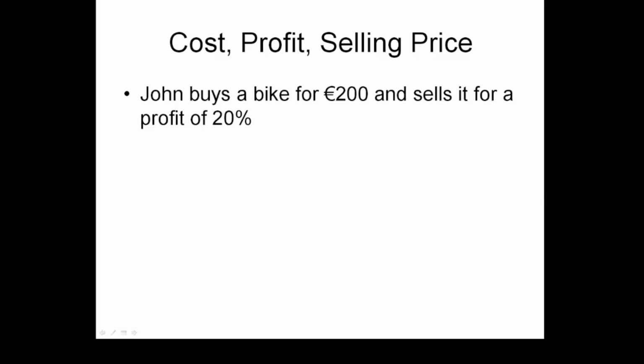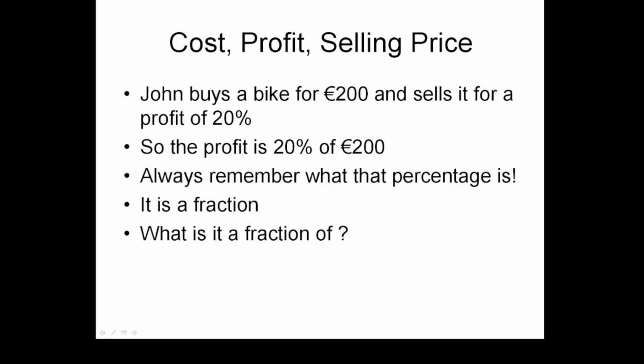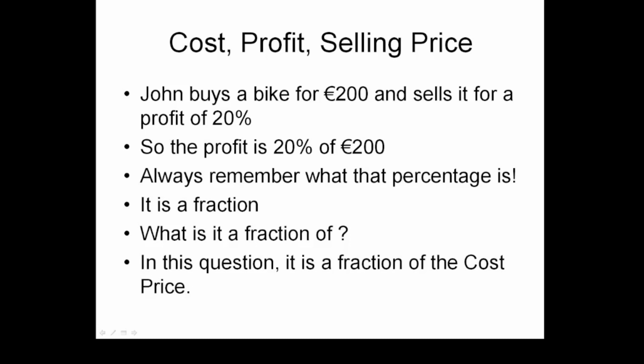So looking at cost, profit and selling price. Let's say John buys a bike for €200 and sells it for a profit of 20%. When we say he makes a profit of 20%, we mean a profit of 20% on the cost price of the bike. So we mean 20% of 200. So always remember what that percentage is. A percentage is a fraction. And the question you need to keep in mind is, what is it a fraction of? You don't just have 20%, you have 20% of something. And you need to think, what is it 20% of? So in this question, it's a fraction of the cost price. So I'm talking about 20% of the €200 that it costs John.